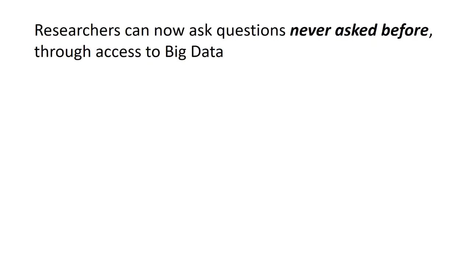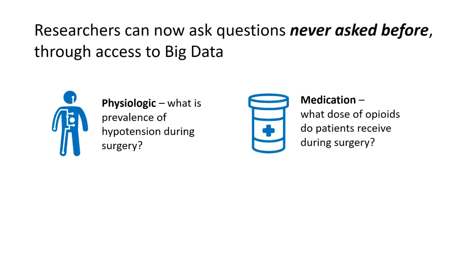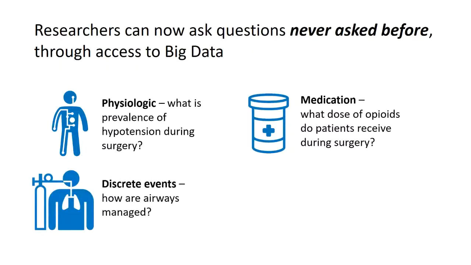These advances have come through our access to big data, which includes a number of different types of electronic health record data. There's physiologic data. We can answer questions about what's the prevalence of low blood pressure during surgery. There's medication data. Every patient getting surgery usually gets some dose of pain medication, opioids. We can calculate the average dose of opioids that patients receive for a specific type of surgery at a specific center. We've been able to look at discrete events.